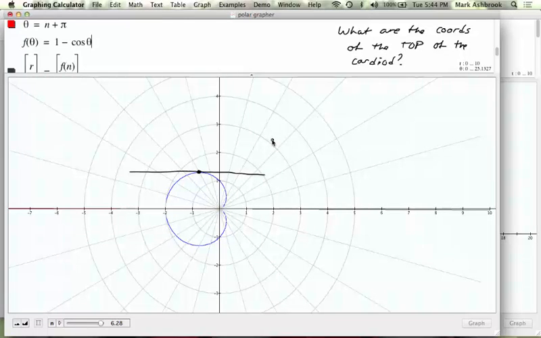And so what's true about a horizontal tangent? Mathematically, how are we going to pinpoint that? How are we going to find that y coordinate? What equals 0? Right, so dy/dx equals 0. But we have r as a function of theta. How are we going to get dy/dx?